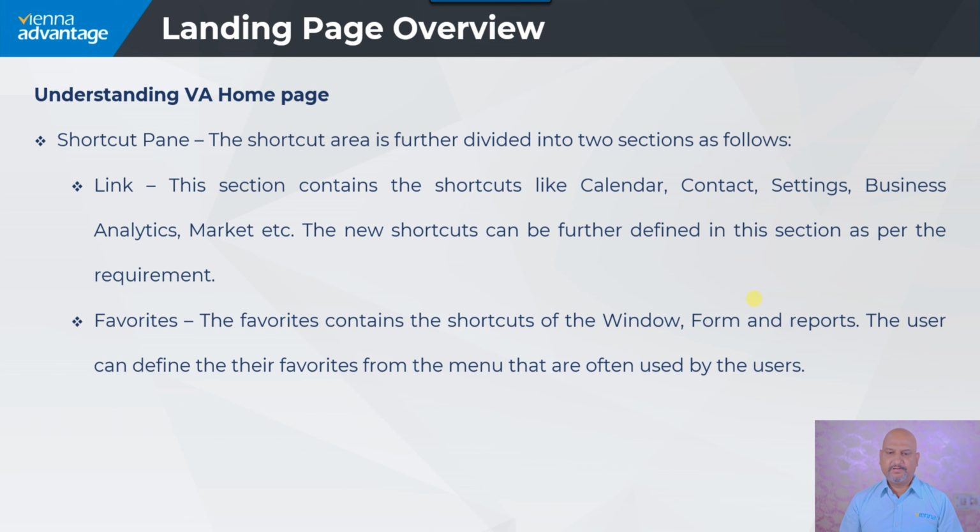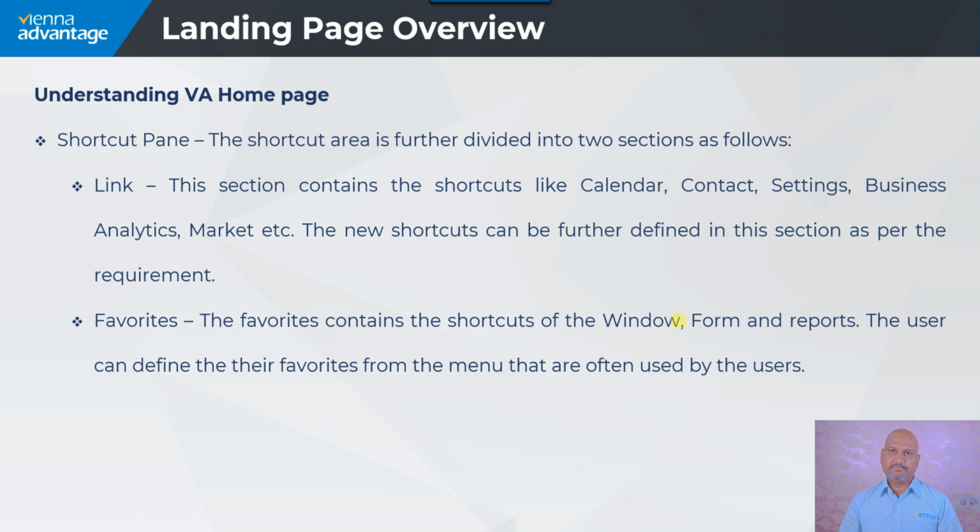So that's basically the follow-up pane. Now next is the shortcut pane. The shortcut pane area is further divided into two sections. One is the link, the other one is the favorites. The link section contains shortcuts like calendar, contacts, settings, business analytics, marketing, etc. New shortcuts can be further defined in this section as per the requirement. The favorites contains the shortcuts of the window, form, and reports. The user can define their favorites from the menu that are often used by the users. So that's basically the favorites. So these are all the major components of the landing page or the home page of the VA.